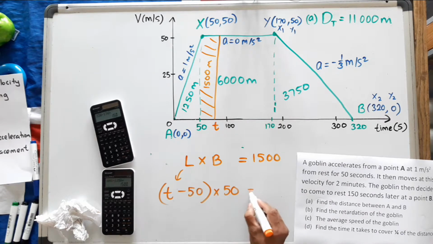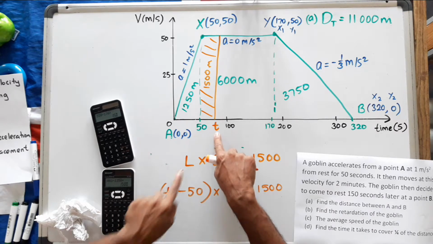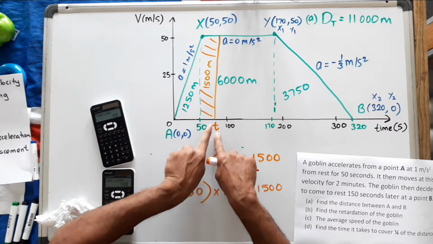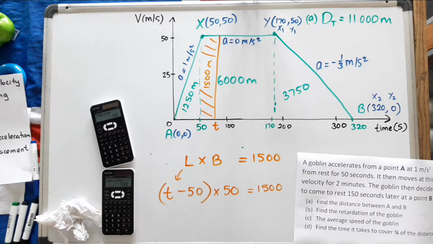All right? I hope you understand how I got here. Because if here was 70, to get from here to here, we'll have to subtract the 50 from the 70. But instead of 70, we have a t. So it's t minus 50. So all we have to do now is simply solve for t.